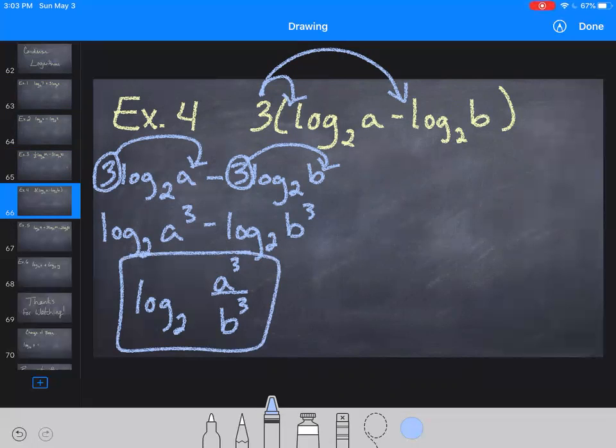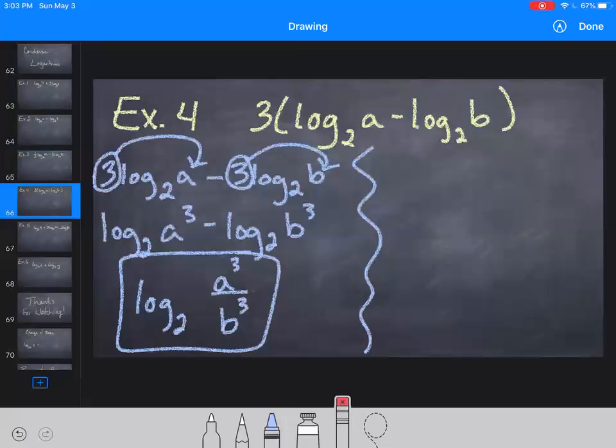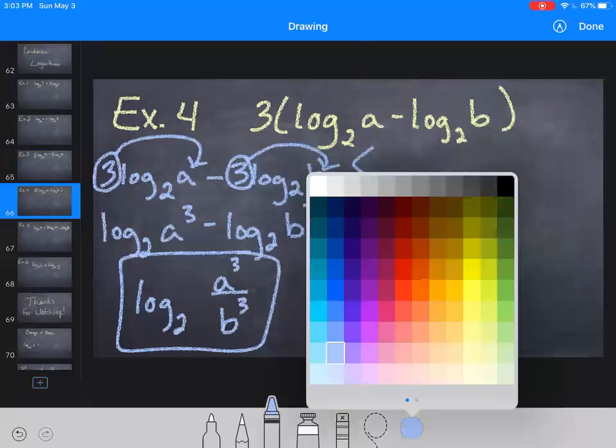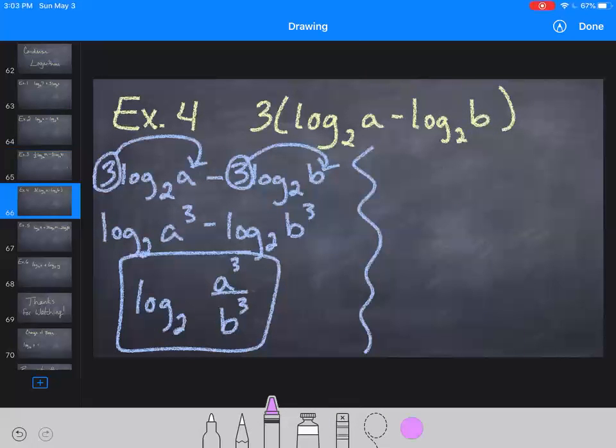Now, another way that we can work this out is if we actually work what's in the parentheses. So if I wanted to, I could actually do what's inside the parentheses first. If I were to do that, I see that there is a subtraction sign. So I would have 3 parentheses. I'm going to condense what's inside the parentheses first. So I have log base 2 of, and there's a subtraction sign, so I know I need a fraction.